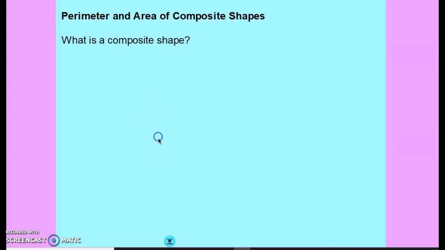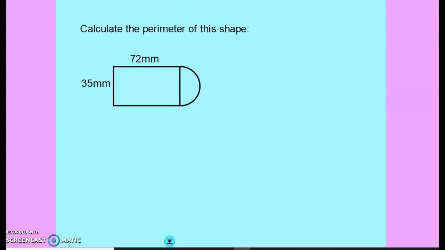For example, if we have a house, that is really just a rectangle and a triangle. Okay, so let's see if we can find the perimeter of this shape then.